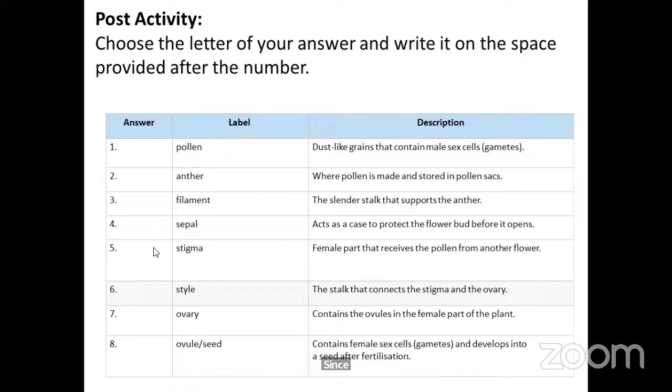Ma'am Evelyn, may I clarify that when you say mono, it means there's only one reproductive structure.